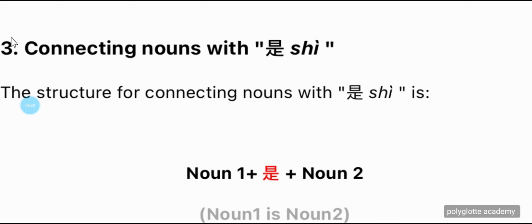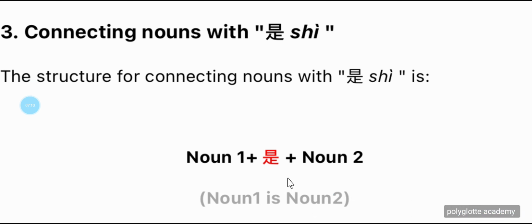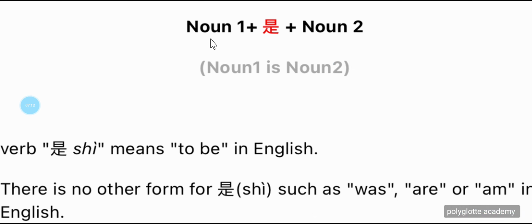Now the third point, we have connecting nouns with shi. Remember, we have seen shi in the previous lesson. Shi is the verb to be. So we want to see the structure for connecting nouns with shi.